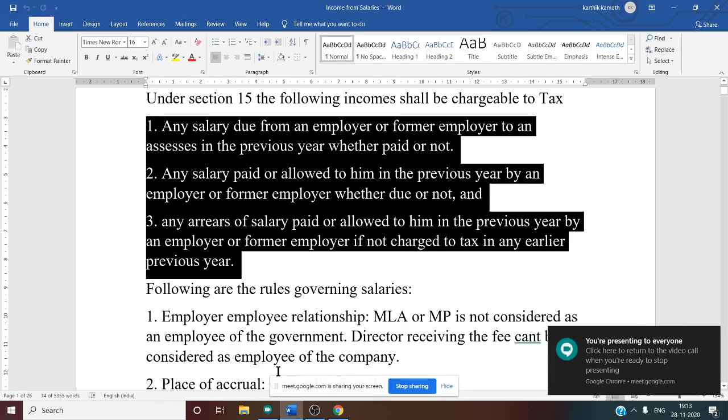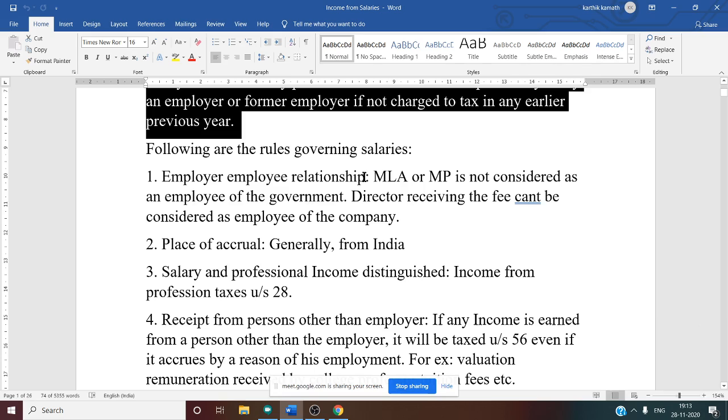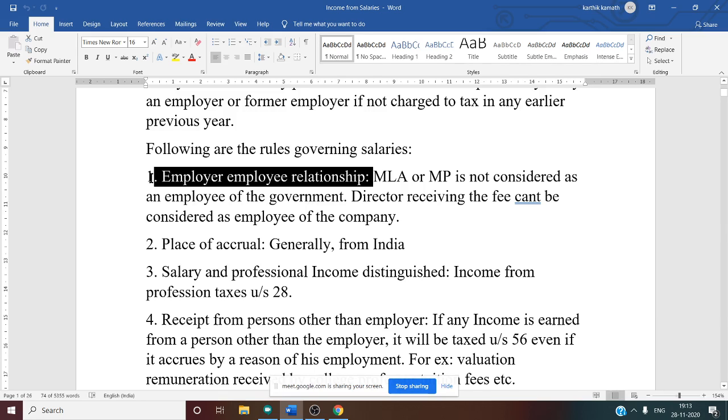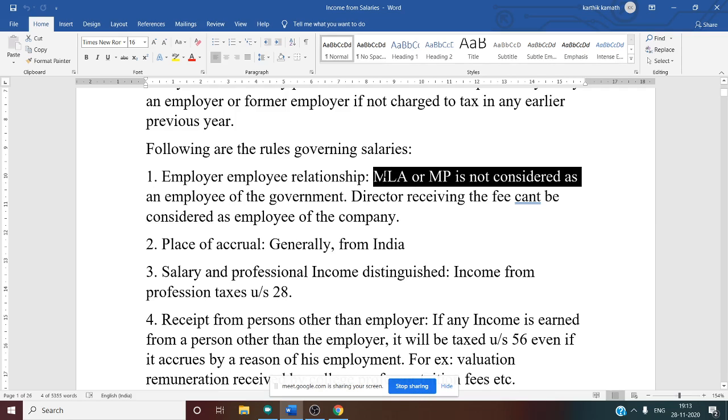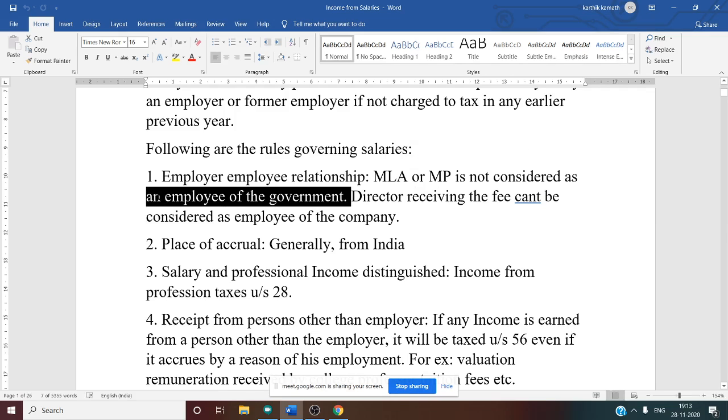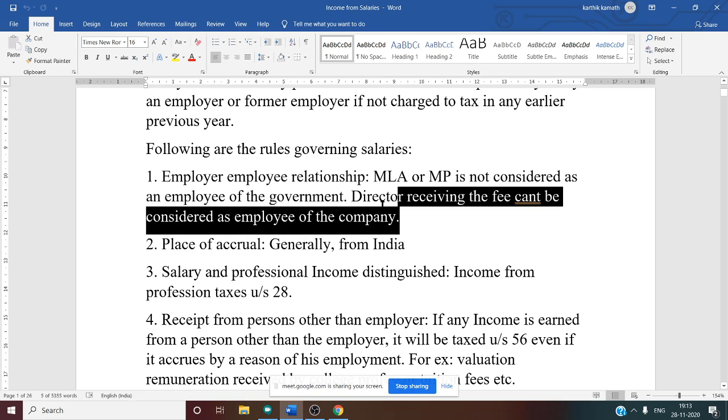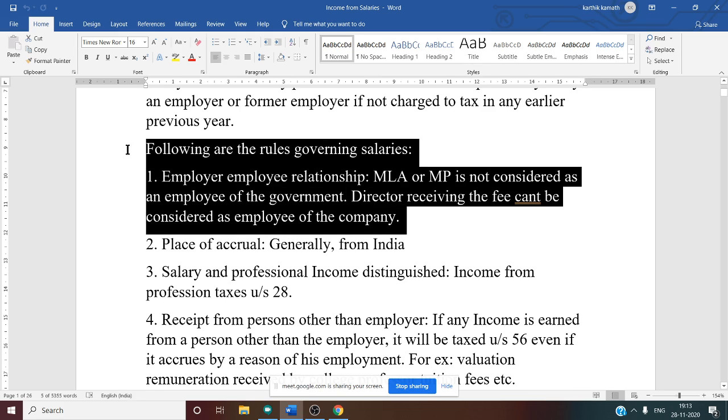Now, following are the rules governing salary. What is very important is the employer-employee relationship. If there is no employer-employee relationship, then there is no salary. That is the basic thing. So what cannot be considered as salary? An MLA or MP is not considered an employee of the government. Suppose an MLA or MP receives salary, in that case it cannot be taken under the head salary.